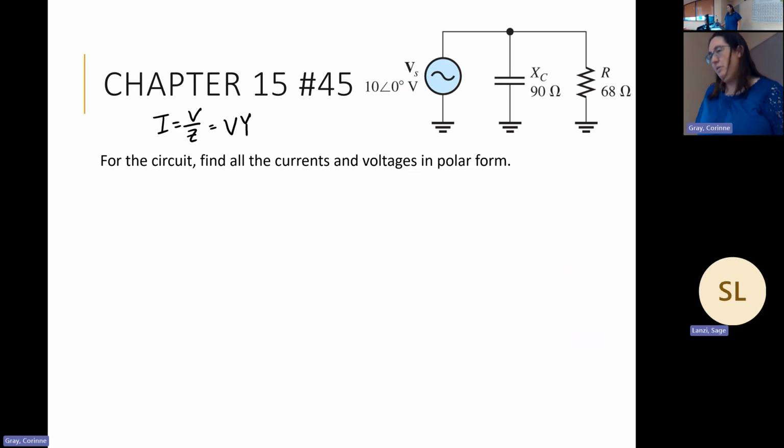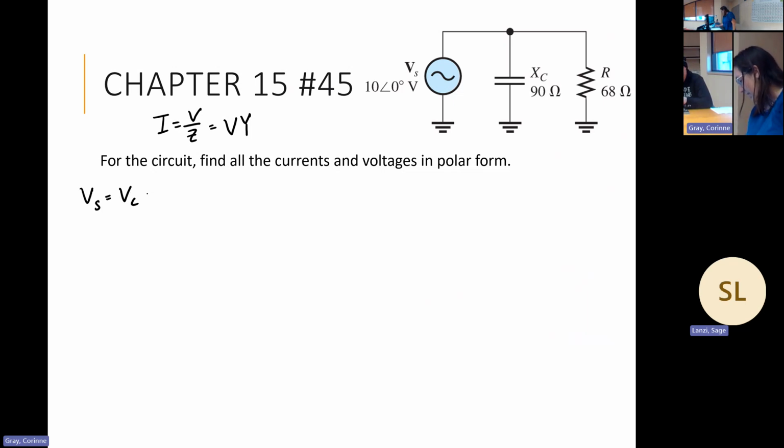What do I know about the voltages across my different components? They're the same voltage drop. Why? Because they're in parallel. So VS equals VC equals VR. So 10 volts, 0 degrees.